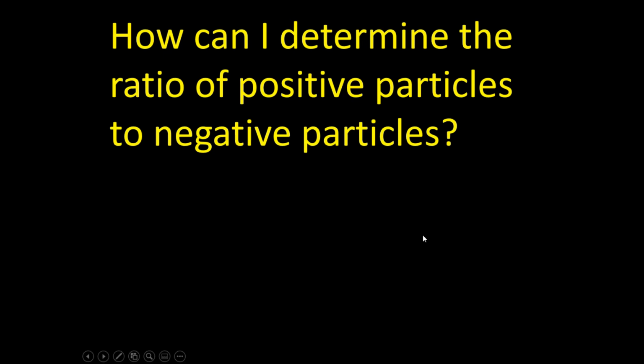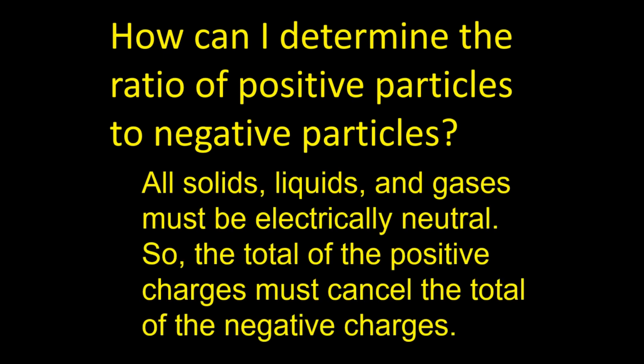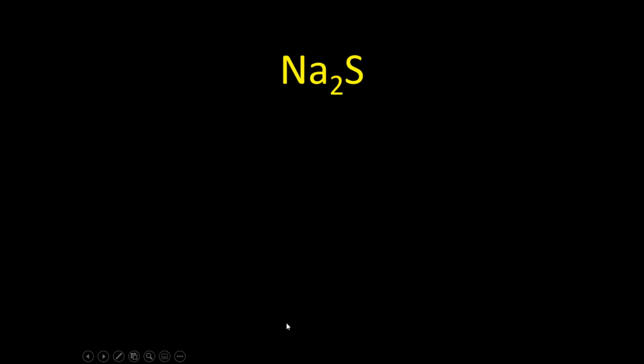So how can we determine the ratio of positive particles to negative particles? Well, all solids, liquids, and gases must be electrically neutral. That means the overall charge on a properly written ionic compound should be 0. If the overall charge is 0, then the total positive charges must cancel the total negative charges. And that's our rule for figuring out the ratio of positive ions to negative ions.